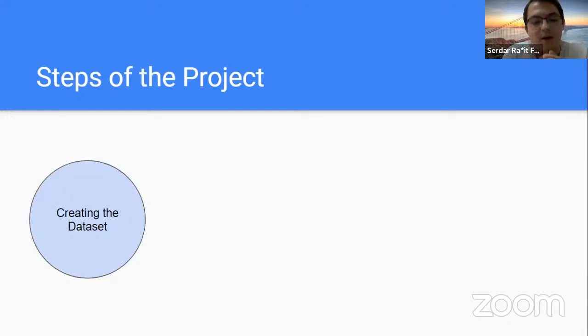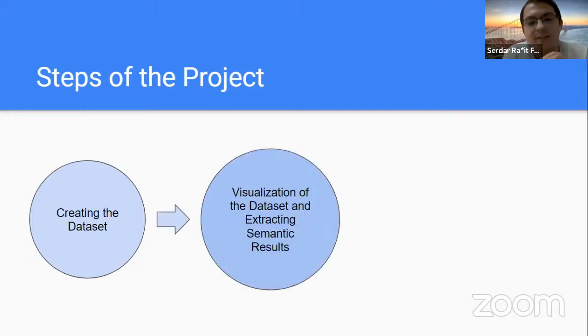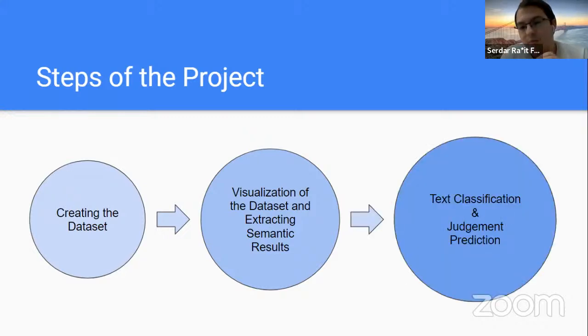Our project consists of 3 steps. The first step is creating the datasets. The second step is visualization of the dataset and extracting semantic results. These results are useful for both analyzing the law process and enhancing NLP tests. The third step is our project's text classification and judgment prediction.